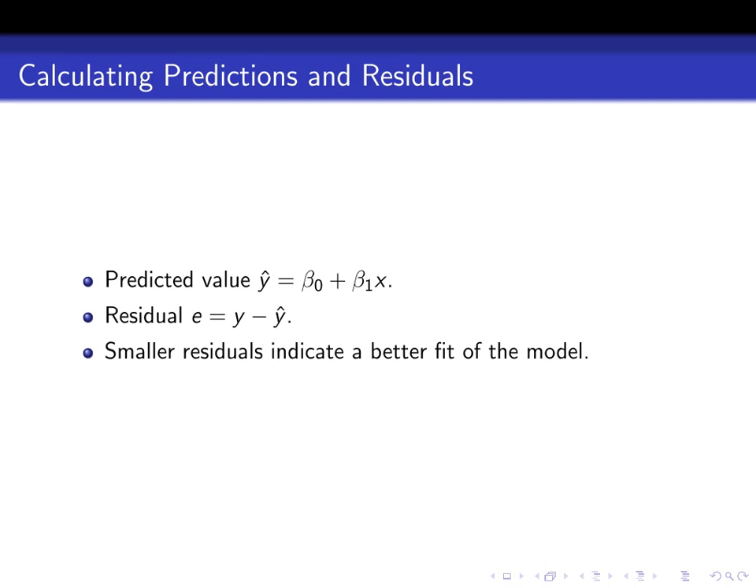Predictions in a regression model are calculated using the equation y hat equals beta 0 plus beta 1 x. The residuals, defined as e equals y minus y hat, measure the difference between the observed and predicted values. Smaller residuals indicate a better fit of the model to the data. Evaluating residuals is a key step in assessing the accuracy of the regression model.